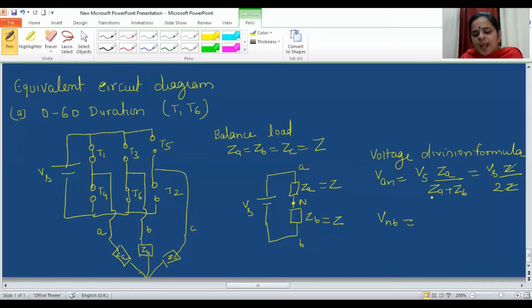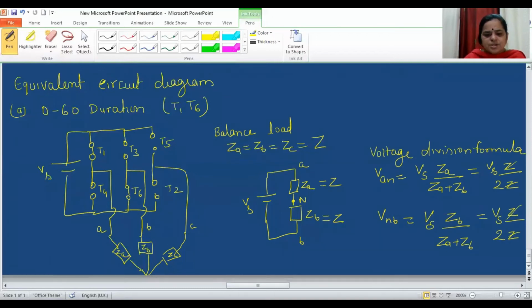So what am I going to get? Vs by 2. Similarly, VNB is also Vs ZB upon ZA plus ZB. So again for a balanced load, Vs upon Z upon 2Z. So VNB also is equal to Vs by 2. But my interest is to calculate VBN, and VBN is equal to minus of VNB. So this is equal to minus Vs by 2.